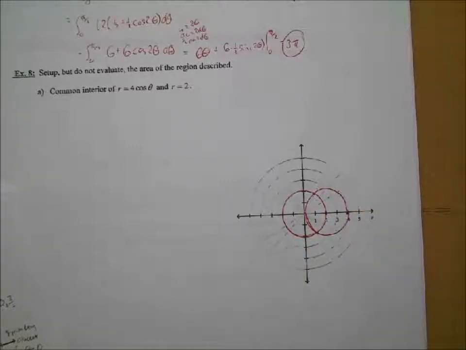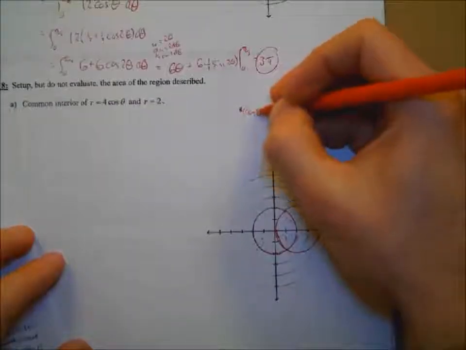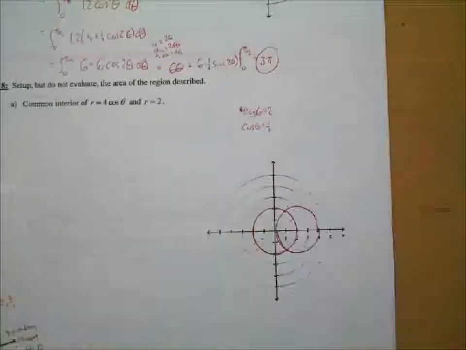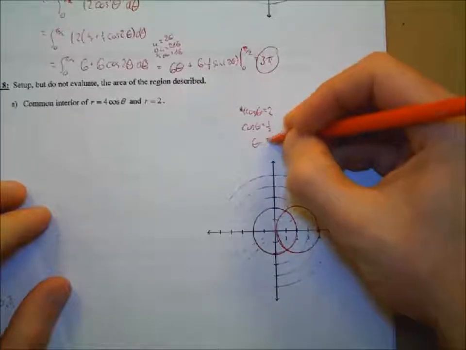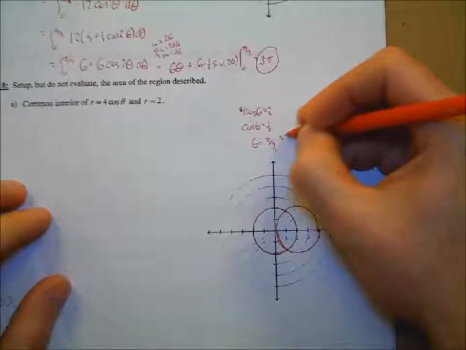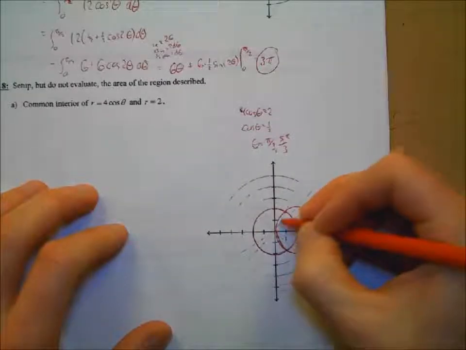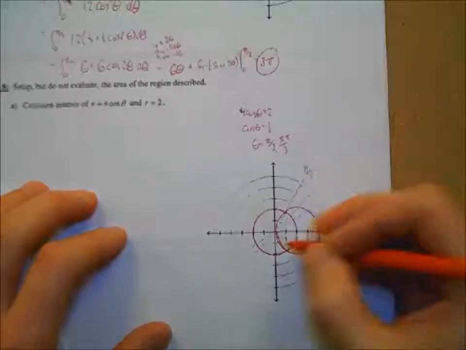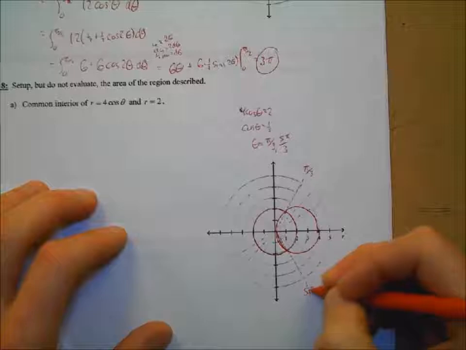Okay, so let's again find our points of intersection. We'll set cosine theta equal to 1/2. When does cosine theta equal 1/2? That's when theta is pi over 3 and 5 pi over 3. So there's pi over 3, and there's 5 pi over 3.